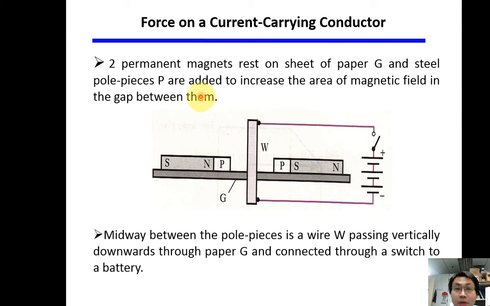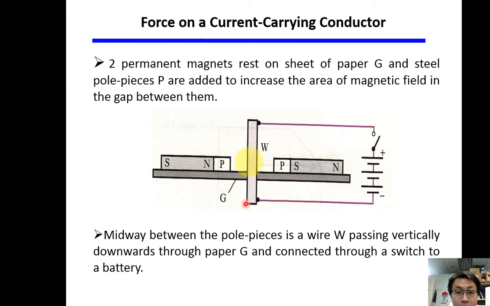Field. So come back to here. One is conductor, one is current, one is a force. Force is something like we need to cut the moving conductor so that it can react with the magnetic field. Two permanent magnets rest on, for example, this one. Two permanent magnets rest on the sheet of paper, which we call G, and steel pole pieces P. Steel pole pieces P are added to increase the area of the magnetic field in the gap between them. Later I will show you the 2D one.